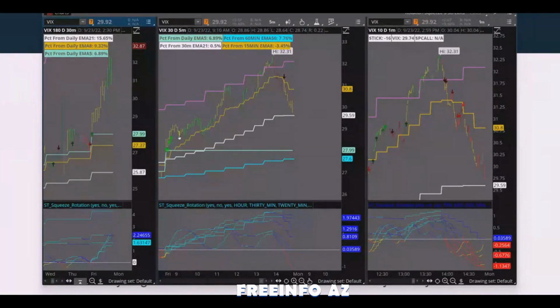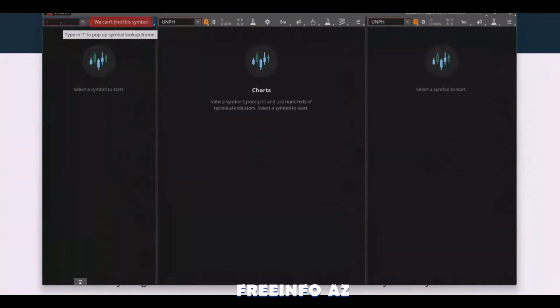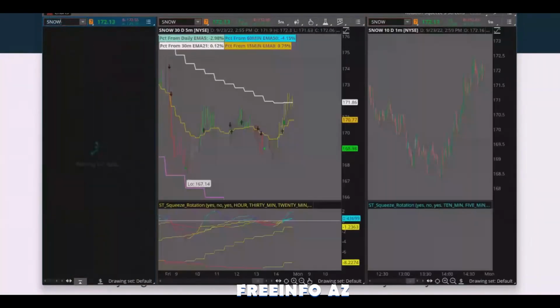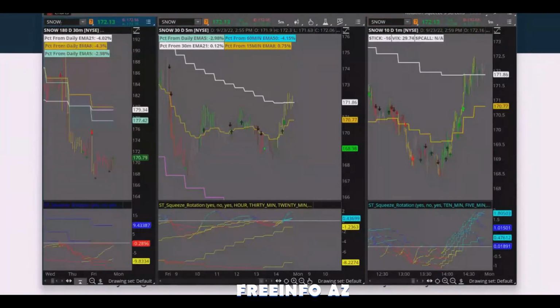Let's see. What was the other one I wanted to look at here? UNPH? No. Oh, SNOW. Yeah, SNOW here is interesting. This is one that's been holding up pretty good. If we look at it, we can see that it's trading below its 5, 21 and 8 EMAs on the daily, right? So yeah, the odds are that we get a snapback into that.